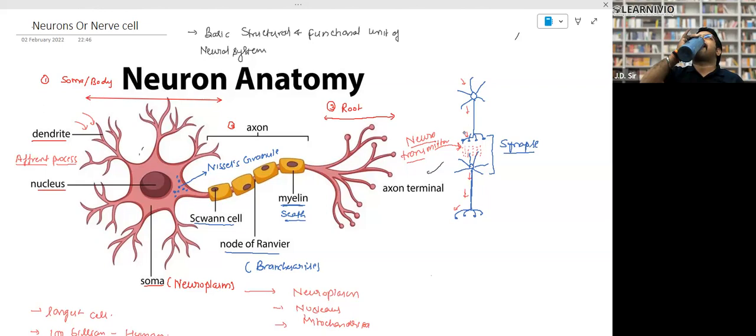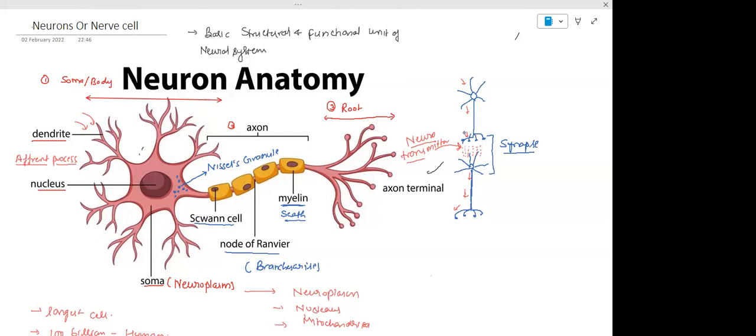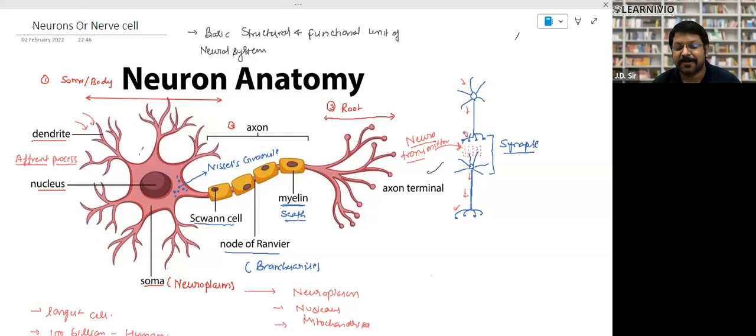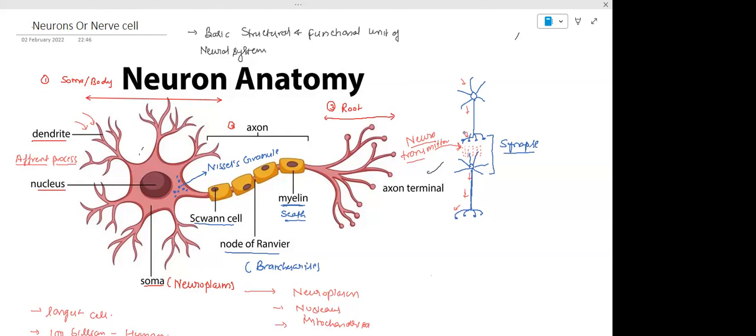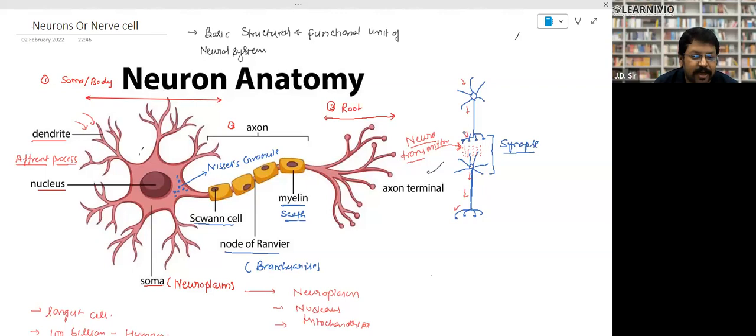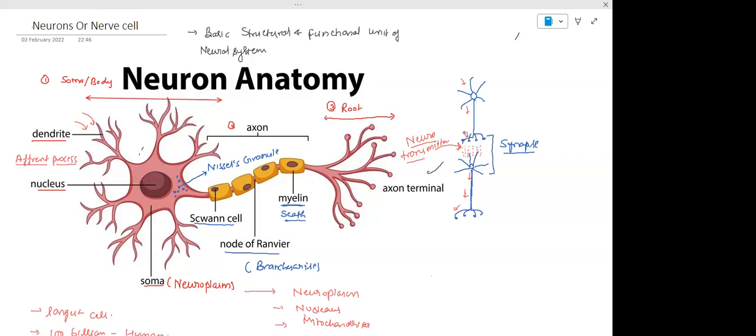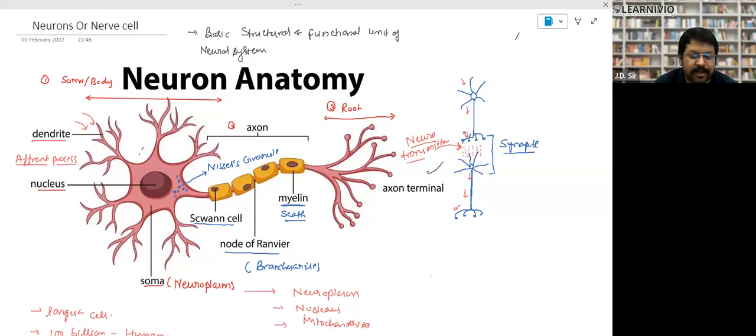Nissl's granule help in the carrying of signal. To transport the signal from it. Transport information? Information. Okay. Anyone else? And what about this one? Schwann cells? So they secrete myelin sheath. Very good. Tell me also, Nissl granule, what do they do?